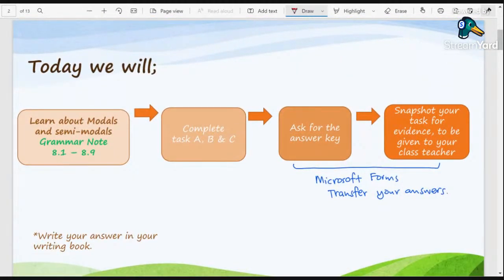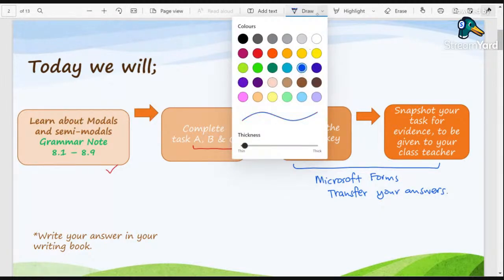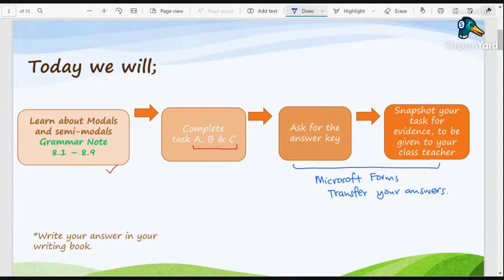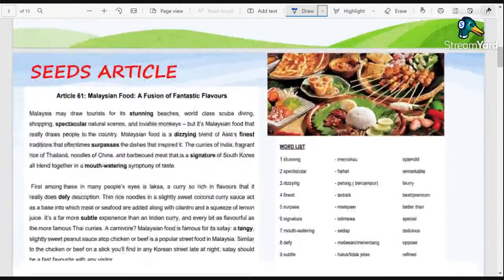So these are the things that we are going to do. Basically, in this YouTube session, we are going to go in details on some of the grammar notes that Madam Florini has prepared. And after that, you are going to complete task A, B, and C. Then in the end, I am going to prepare Microsoft Forms for you to transfer your answer later. Okay. This is a suggestion for Madam Florini's class, but for my class, I want you to transfer your answers into the Microsoft Forms.